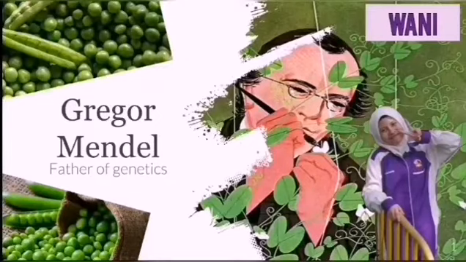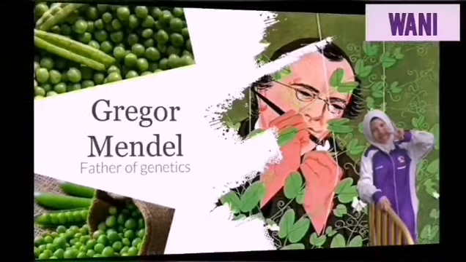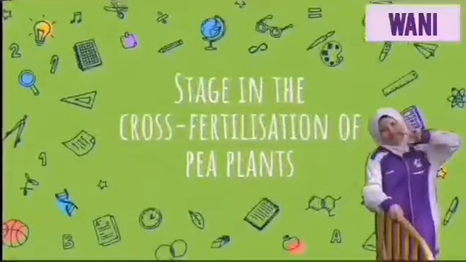Assalamualaikum. Hi everyone. So today we are going to learn about the first subtopic of chapter 5, which is the concept of inheritance based on Mendel's experiment. So Gregor Mendel is known as the father of genetics because he is the first person to discover the basic genetic principles governing inheritance by counting the number of offspring of a garden pea plant. So, how did Mendel cross-pollinate the pea plant?